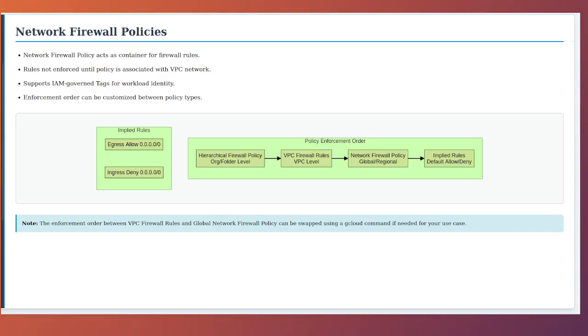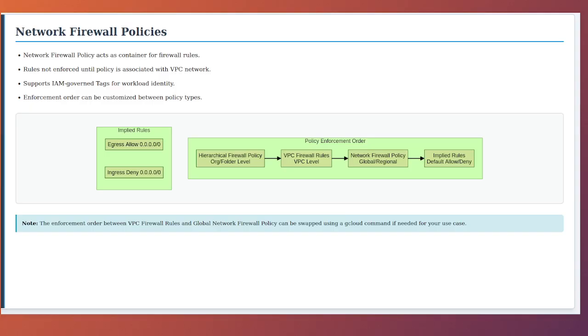One of the powerful features of network firewall policies is their support for IAM-governed tags. These tags replace the older network tags and provide identity to your workloads. Because these tags are managed through IAM, you get fine-grained access control over who can create, modify, and apply tags to resources.